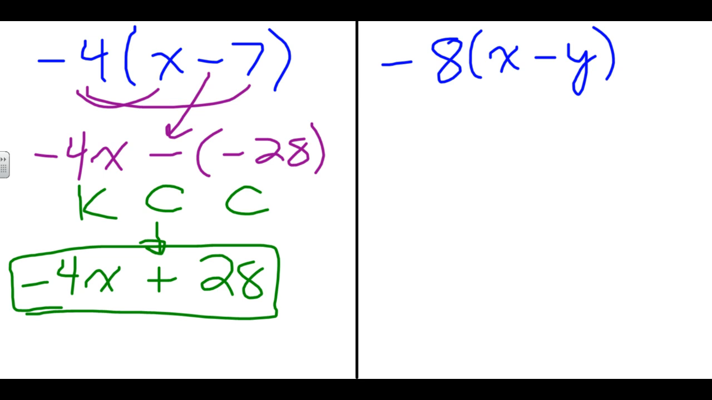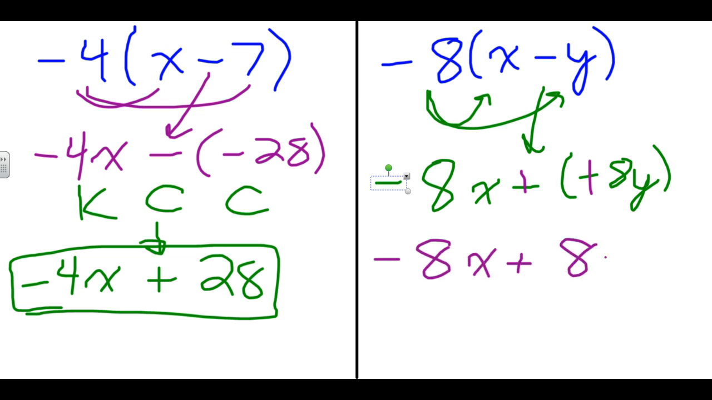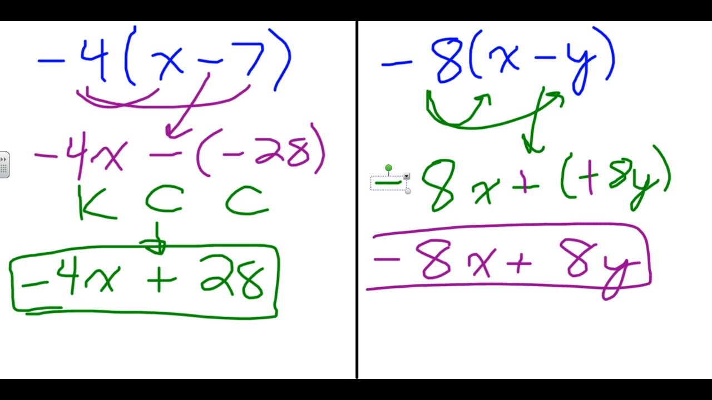And finally, in these initial example problems, negative 8 times x minus negative 8 times y. Again, keep, change, change, so it becomes negative 8x plus 8y. So those are the initial example problems. We've gone through pretty much every scenario with the distributive property that we could.